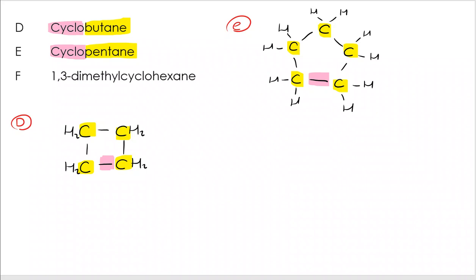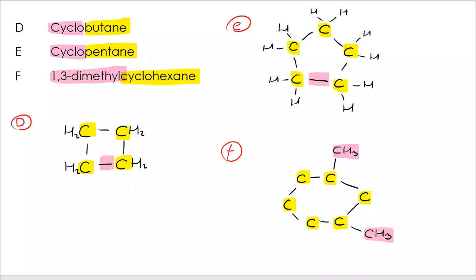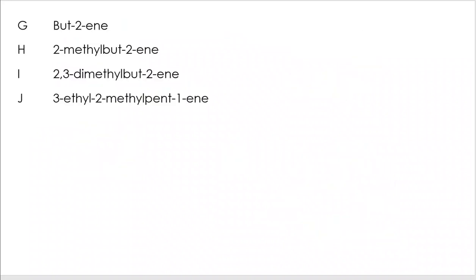And then finally, 1,3-dimethyl cyclohexane. Well, my cyclohexane I've drawn out in 1 this time. It's 6 in a cyclic ring. And I'm going to put my methyl groups on the 1st and the 3rd carbons. Doesn't matter where I choose number 1, but I then have to make sure my 3rd is 2 away. So I've got my methyl groups on, and I simply have to fill in the remainder of the H's. So let's move on to G, H, I, and J.